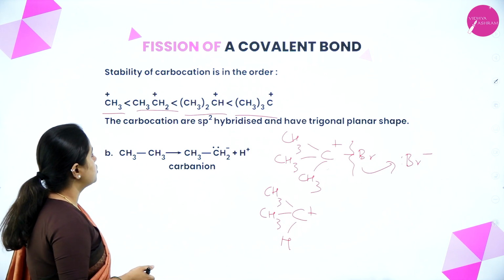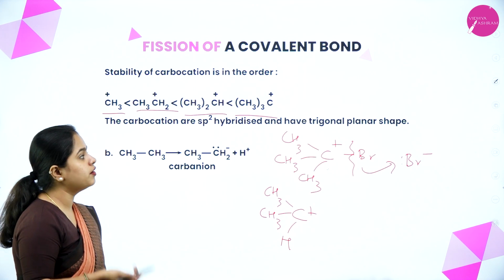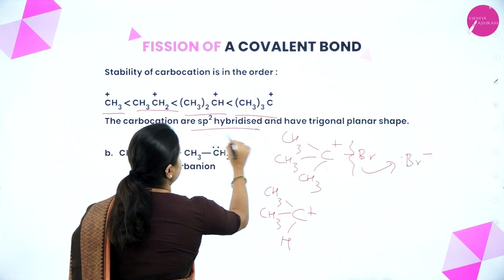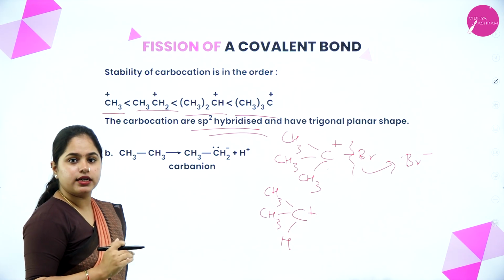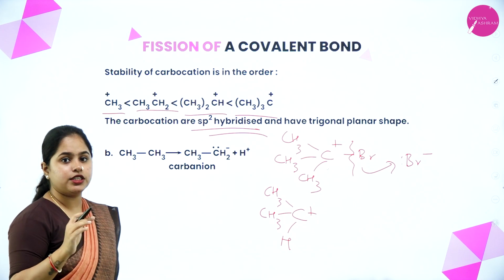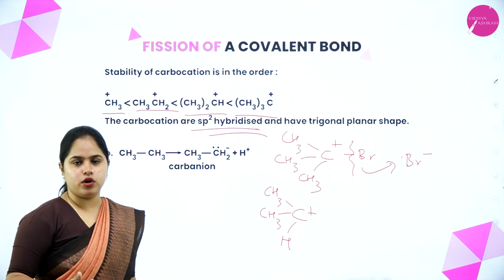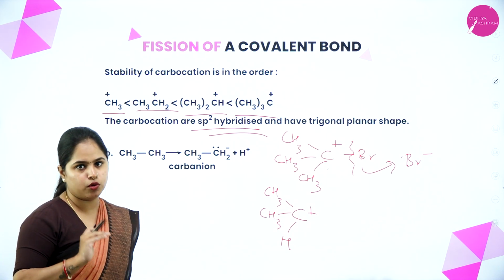Carbocations are sp2 hybridized and have a trigonal planar shape. Now, coming on to the next one, in heterolytic cleavage a carbanion can also be formed. We are clear with carbocation: when the carbon acquires a positive charge, it becomes a carbocation.